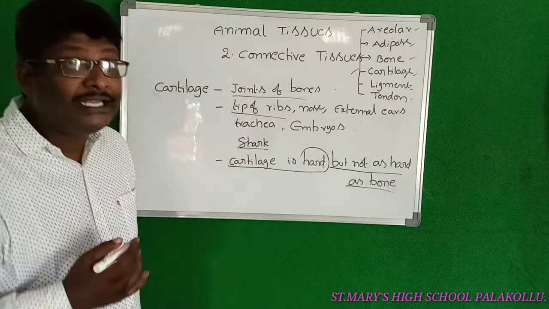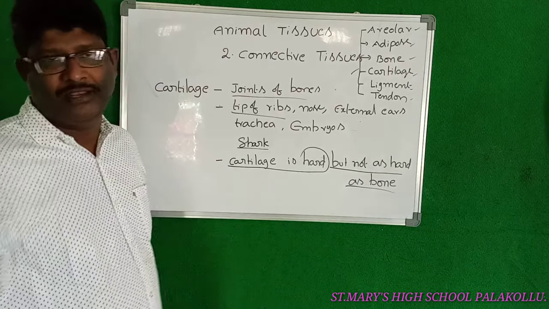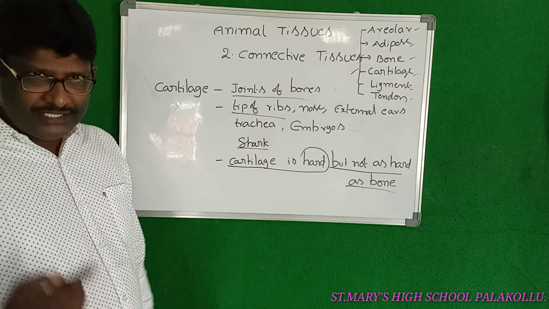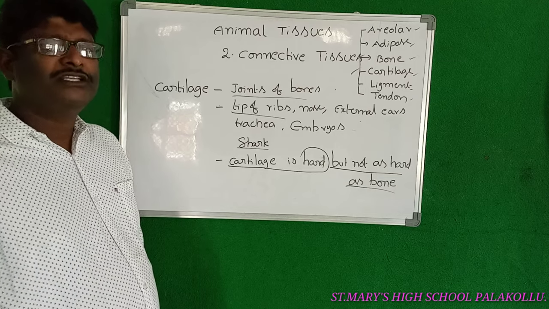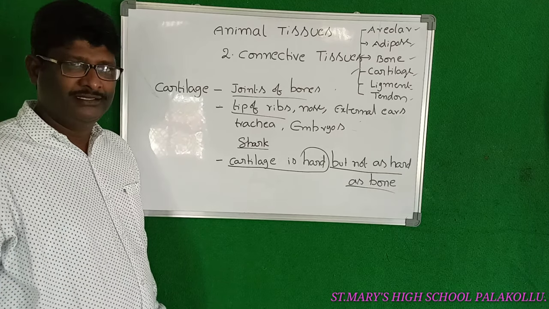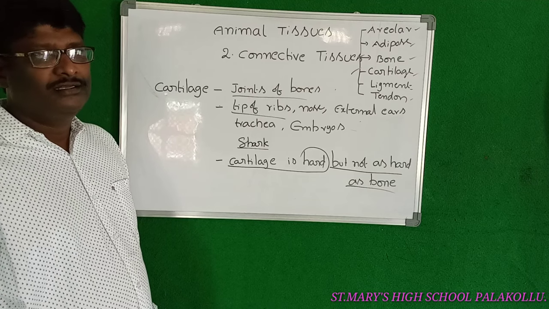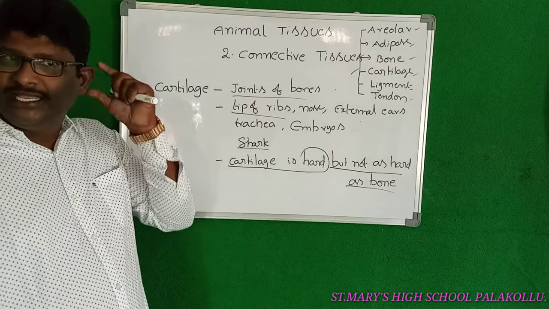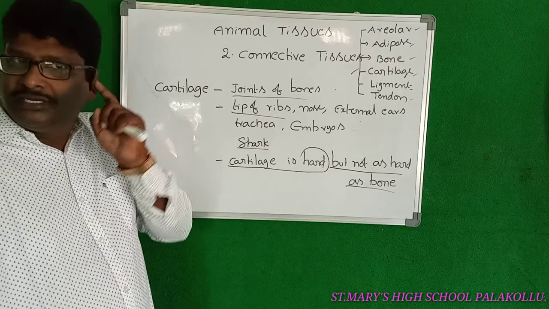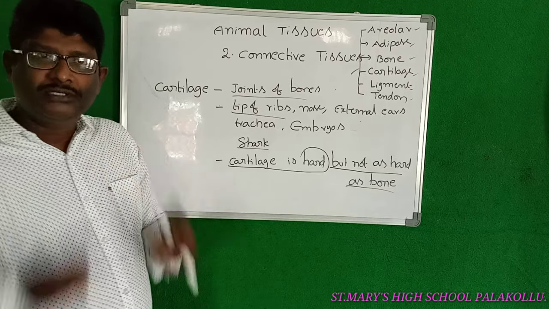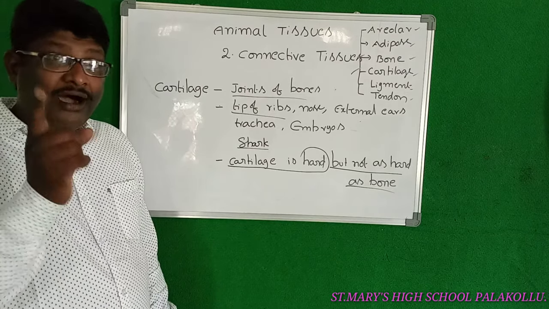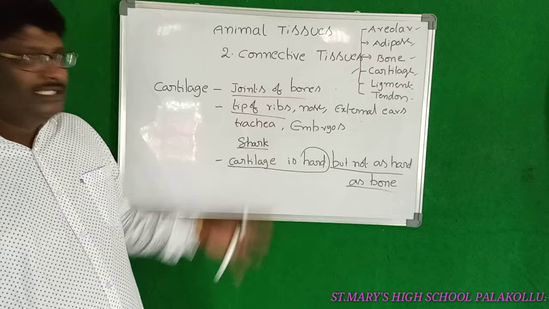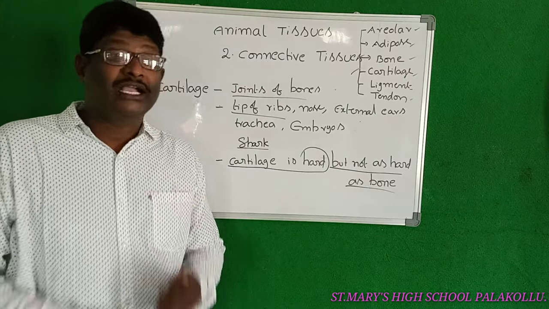Compared to bone, cartilage is not as hard as the bones in our body. If you have ever eaten shark fish bones, they are very smooth. Is it right? When you eat sea fish bones, they are soft. That is called cartilage. Externally it looks like a bone, but it is not a bone. It is a soft one. It is a bone, but not a hard bone. This is also cartilage. So, this is about cartilage. Cartilage is also one type of connective tissue.